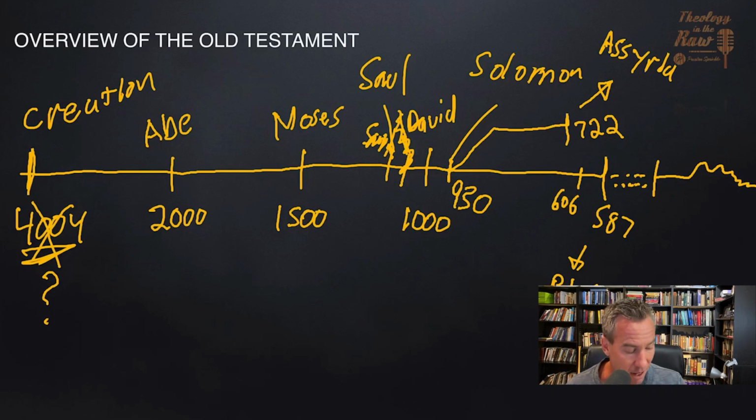Either way, this dotted line represents the exile. So I'm going to date this to 516, the completion of the temple. And then you have a few events here.